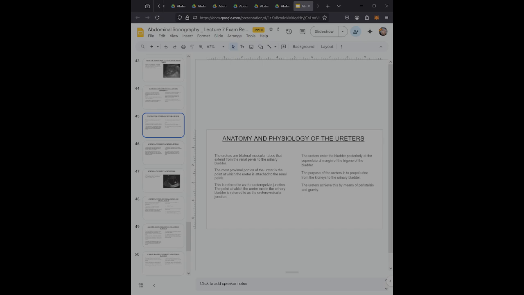The ureters are bilateral muscular tubes extending from the renal pelvis to the bladder, and the most proximal portion of the ureter is at the point at which the ureter is attached to the renal pelvis. This is referred to as the ureteropelvic junction. The point at which the ureter meets the urinary bladder is the ureterovesicular junction. Normal ureters are not routinely imaged with sonography due to their small size. However, when enlarged and distended, the ureters will appear as anechoic tubular structures.